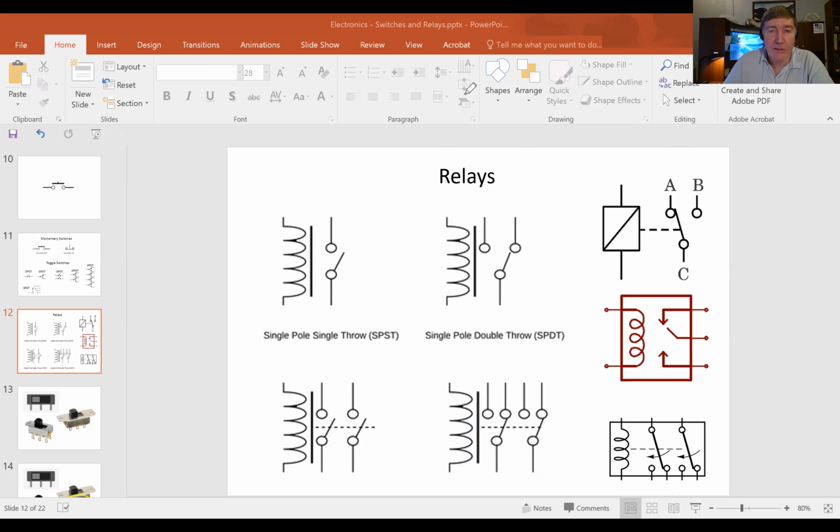Okay. So your homework tonight, well, first off, you're going to have a bunch of questions about switches. And so you're going to have to identify, is it a momentary switch? Is it a toggle switch? Is it an SPST switch, or is it a DPDT switch, or is it an SPDT switch, or is it an XPYT switch? Okay, so you're going to have to identify those.